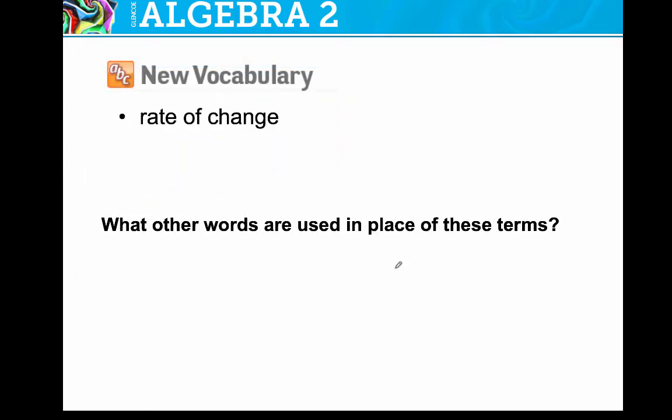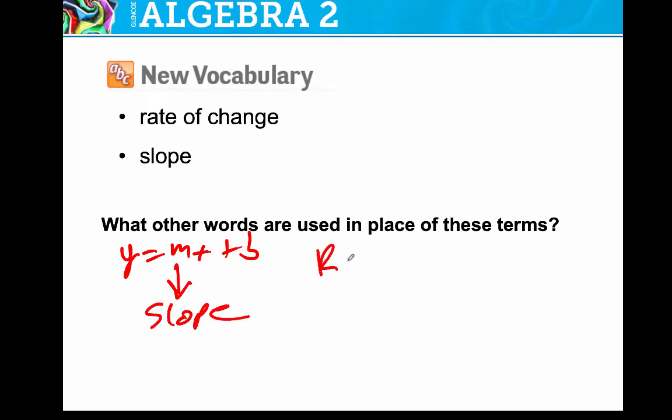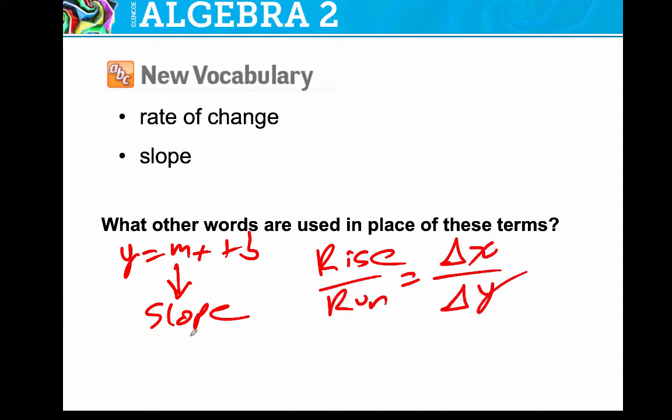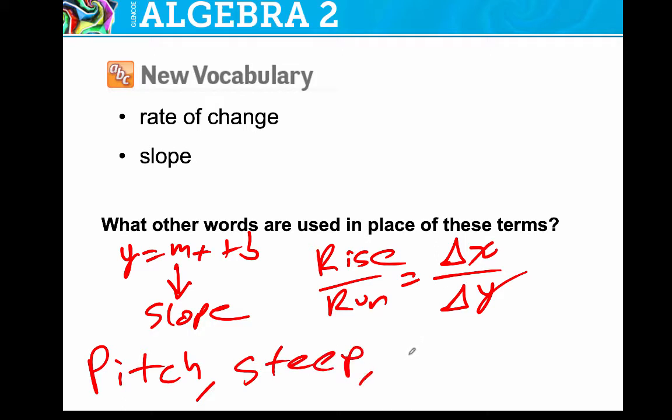New vocabulary, rate of change. You've been dealing with rate of change for a long time. Miles per hour, meters per second. We're talking about slope. What other words are used in place of these? In y equals mx plus b, the m is the slope, right? We've talked about that before. You've got rise over run. You've got change in y over change in x. In terms of words, it's pitch or how steep something is. And then you have your slope and other different types of rates of change as well.